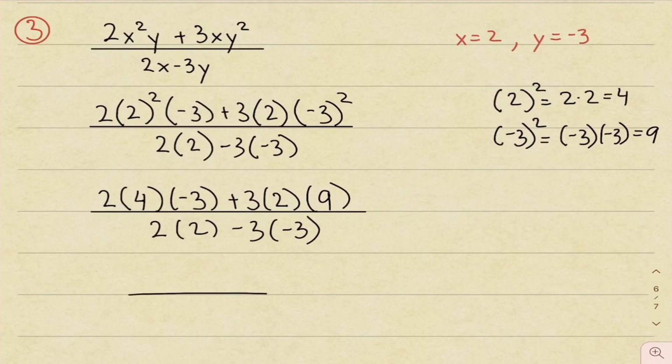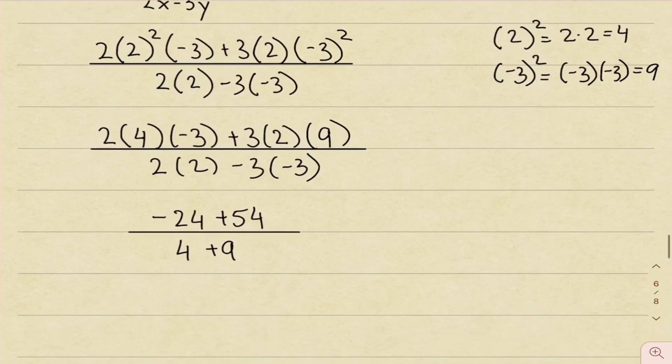So now let me go ahead and multiply. So I have 2 times 4 is 8, times negative 3 is negative 24. So I have negative 24. Now I have positive 3 times 2 is 6, times 9 is positive 54. So plus 54 over, on the bottom I have 2 times 2, which is 4. And then I have negative 3 times negative 3, that's going to be positive 9. Negative 24 plus 54 is positive 30 over 4 plus 9 is 13. So the answer is just 30 over 13.